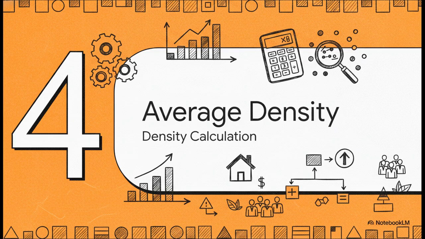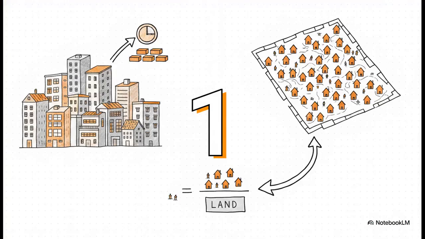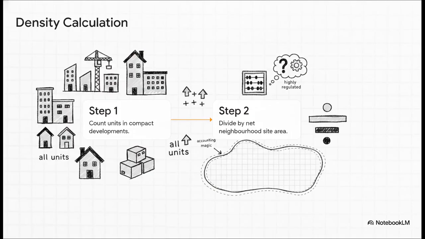Time for a little bit of math. So the absolutely crucial point here is this single metric, units per hectare. This right here is the gold standard for proving a development's true density. You can't just throw up a billboard claiming your new mixed-use neighborhood is compact. You have to show the math, definitively proving the density of homes delivered based on the land area. Let's actually walk through this calculation step by step.